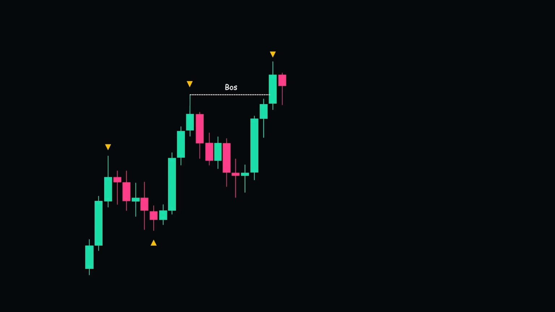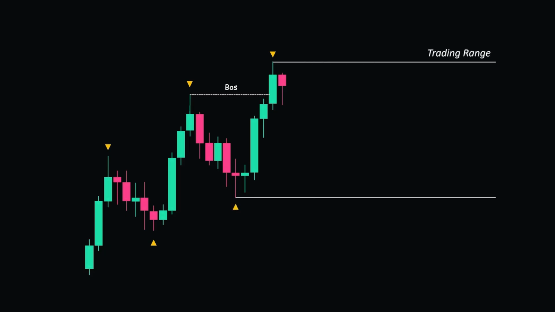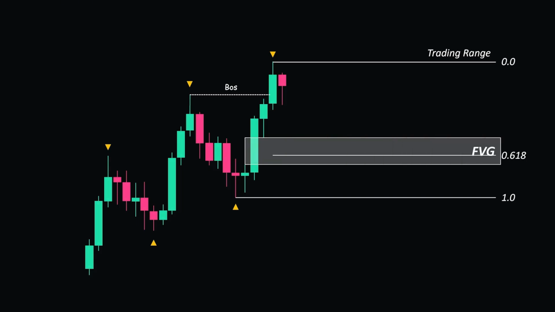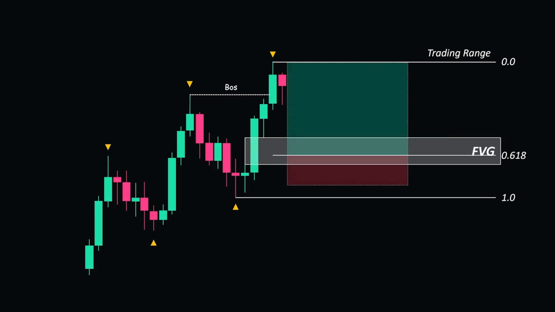We mark our range from the swing low to the new high and then wait for the price to retrace into that area. The best idea is to look for a rejection inside the 0.618 Fibonacci level or from a fair value gap. Then we enter the trade, targeting at least the previous high. This is one of the safest and most consistent ways to trade in a trend.